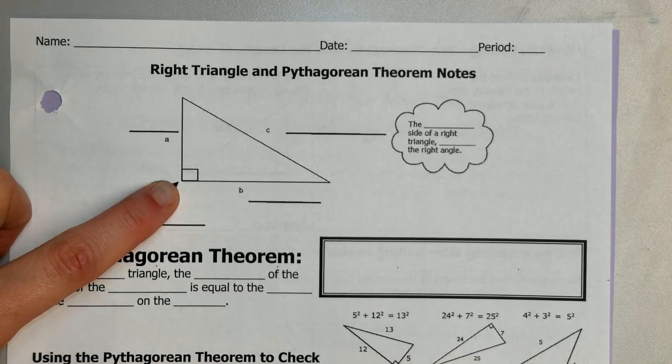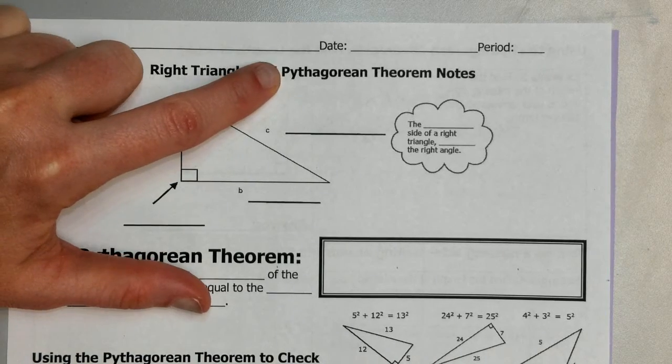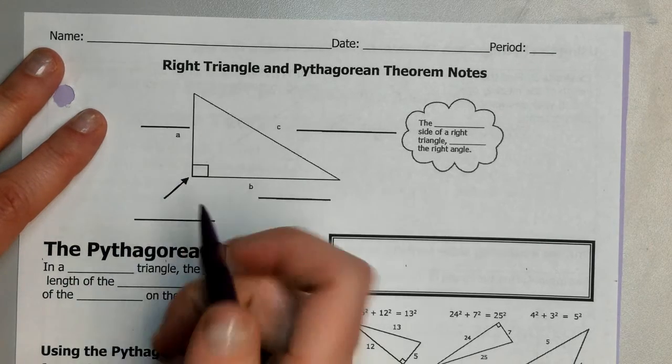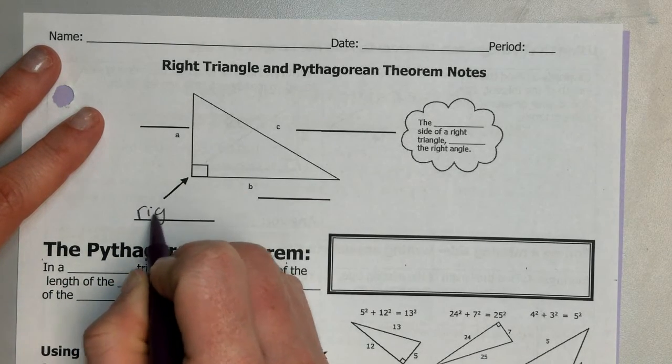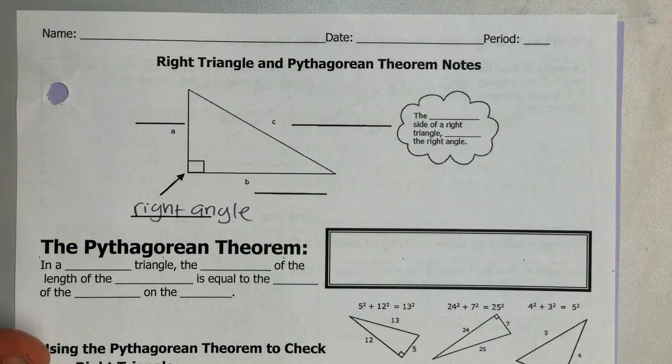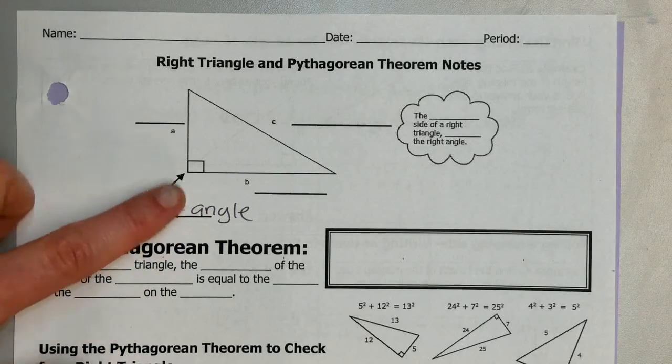This is a right triangle. The Pythagorean theorem only works if you have a right triangle. We know it's a right triangle because this box is a right angle. So a right triangle is a shape with three sides, and two of those sides make up a right angle.